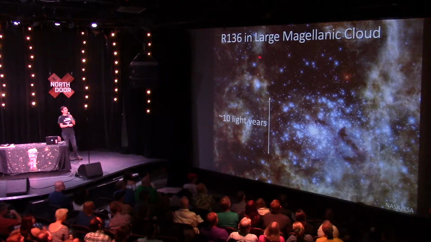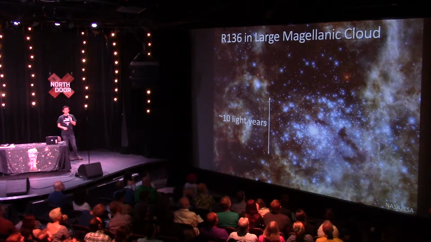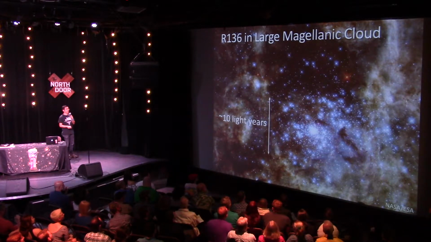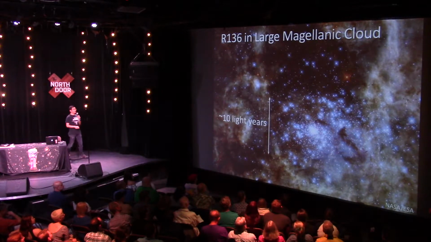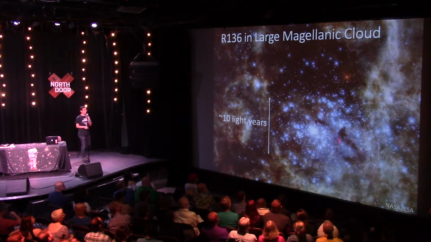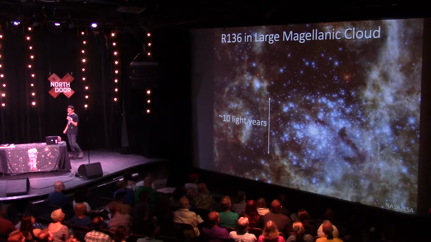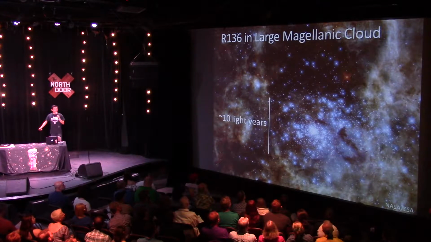So it is in the Large Magellanic Cloud. It's a satellite galaxy around the Milky Way. So as you can see here, this is the cluster, R136. It has 100,000 solar masses. So there are a lot of stars here. And look at the scale. There's only roughly 10 light years across. So if you look at this picture, it's really pretty.